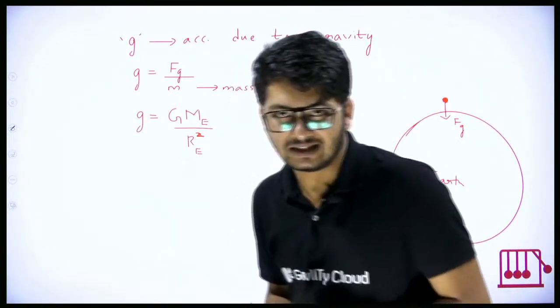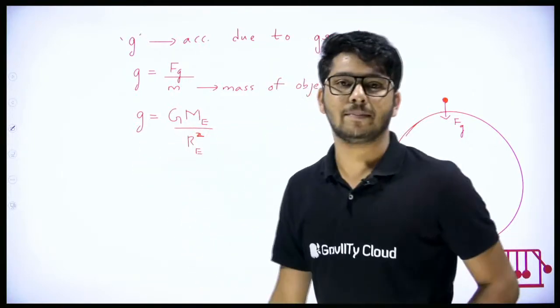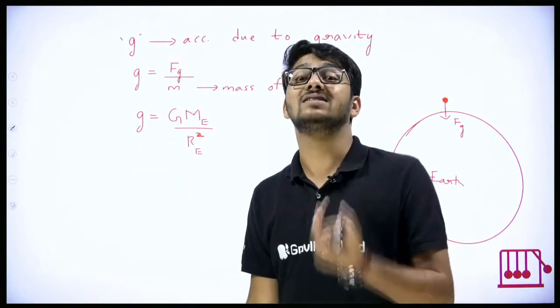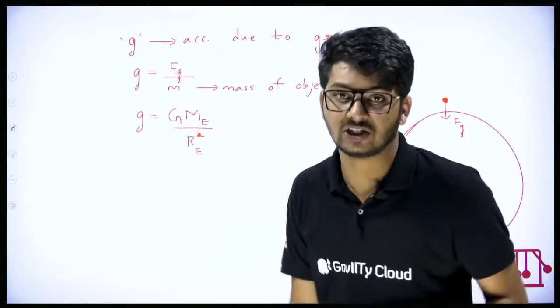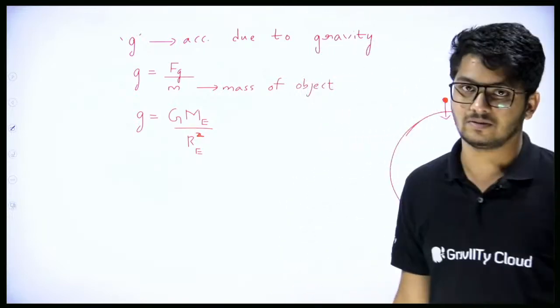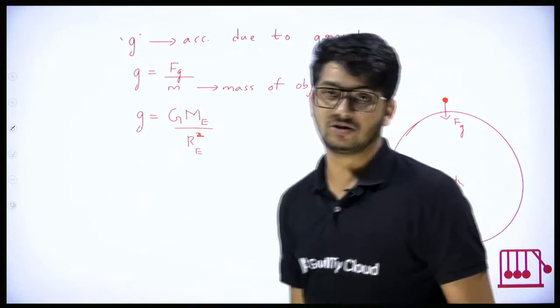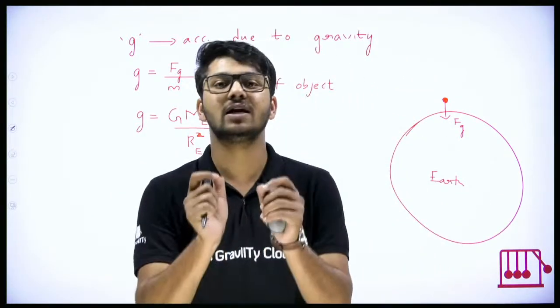And as you can clearly see here, there is a clear difference between small g and capital G. Small g is acceleration. And what is the SI unit of acceleration? Meter per second square. Whereas capital G is a constant, the universal gravitational constant. Both of them are completely different.